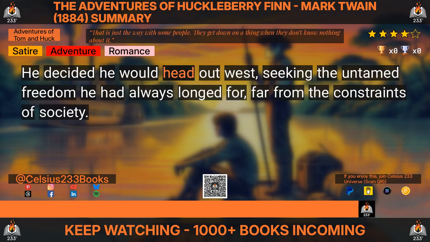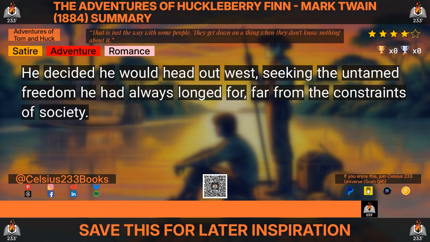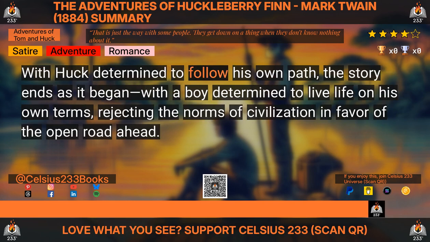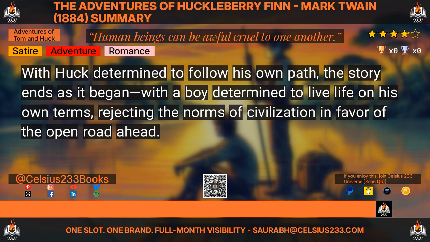He decided he would head out west, seeking the untamed freedom he had always longed for, far from the constraints of society. With Huck determined to follow his own path, the story ends as it began, with a boy determined to live life on his own terms, rejecting the norms of civilization in favor of the open road ahead.